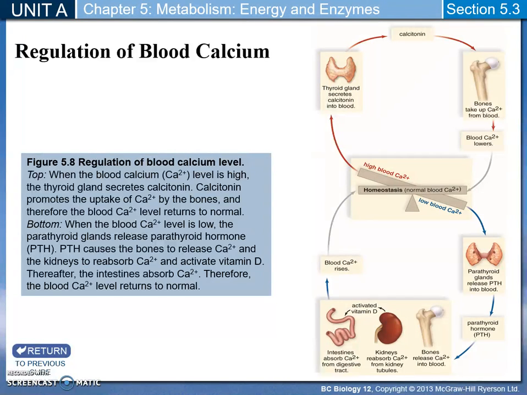Calcium is important for a number of things. We often associate it mostly just simply with the calcium levels in our bones, but it's also a cofactor for many enzymes. So it's also needed in that regard as well. So maintaining optimal calcium levels is absolutely crucial. And so you can see here we have these two feedback loops which maintain the calcium at optimal levels.